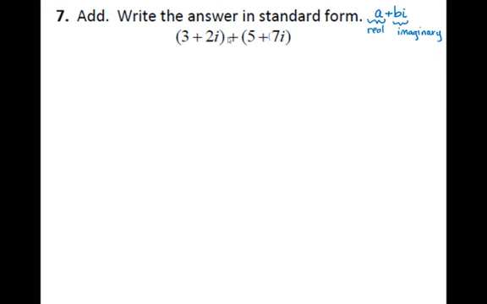So since I'm adding these complex numbers, I can just drop the parentheses and I'm going to combine like terms. So I'm going to combine the real parts, that's 8. I'm going to combine the imaginary parts, that's positive 9i. So the answer is 8 plus 9i.